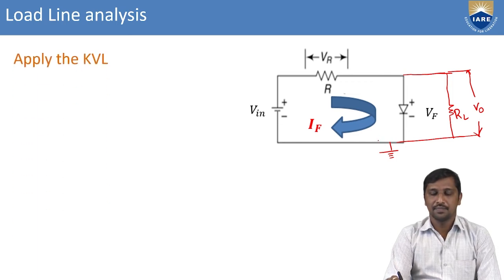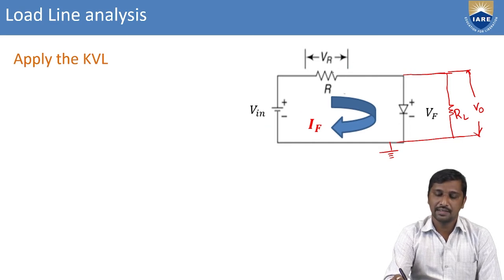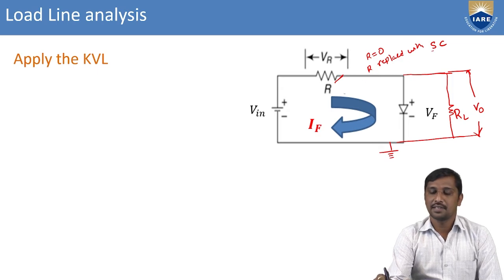So for this network, I'm going to apply the KVL. If you apply the KVL, what happens here? This is the source side. So Vin is equal to, here I'm neglecting the network resistance R. I assume R as 0. Hence, this R is replaced with a short circuit here.